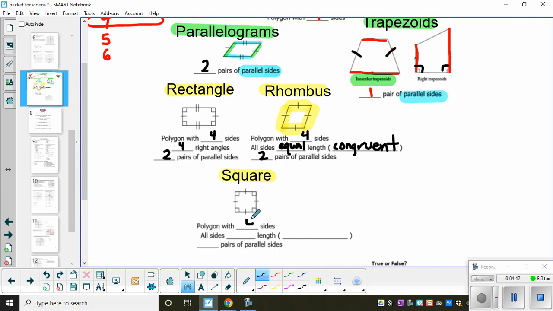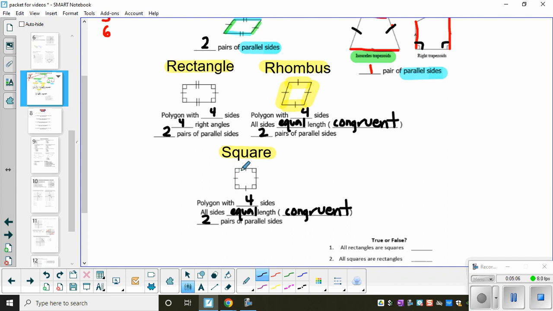So it does have four sides. That makes it a quadrilateral. All sides are equal in length, so I can bring that down here. All sides are equal in length, meaning all sides are congruent. And it still does have two sets of parallel lines. The unique thing that this has that we need to add right here is that it also has the 4 right angles, which we're bringing in from the rectangle. So this needs 4 right angles as well.